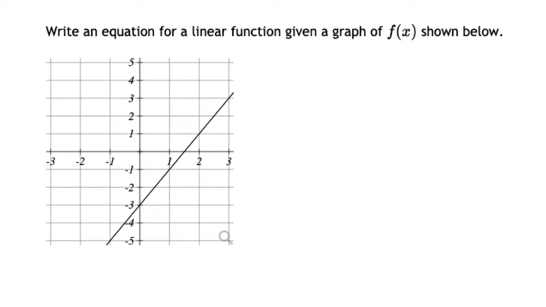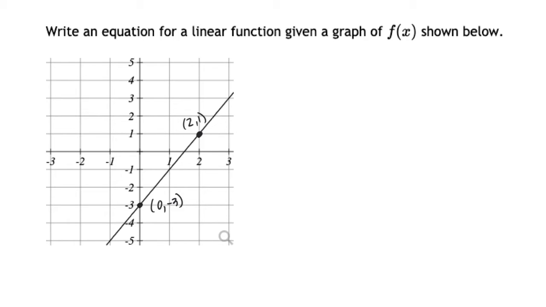In this problem, I'm going to write the equation of a linear function from the graph. So the first thing I want to do is just find, looking on my graph, some exact points. So it looks like this point is at 0 for x and -3 for y, and this point is at 2 for x and 1 for y.